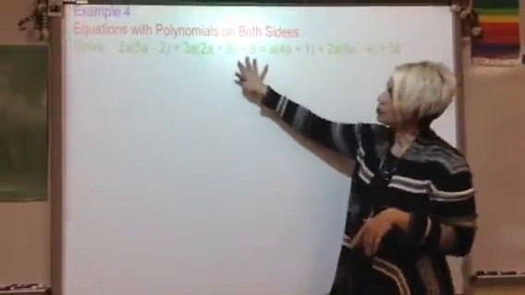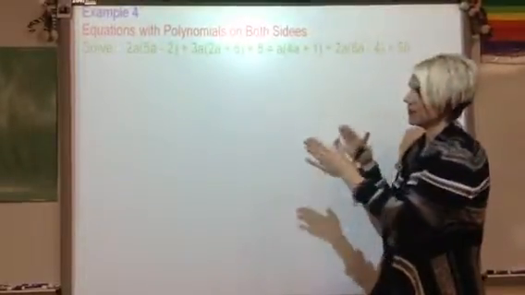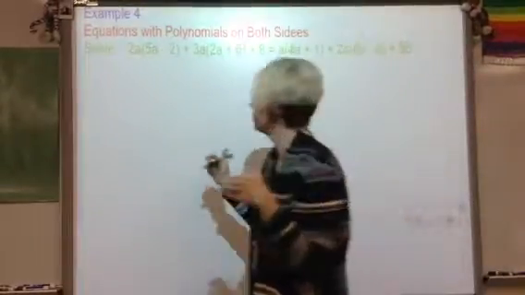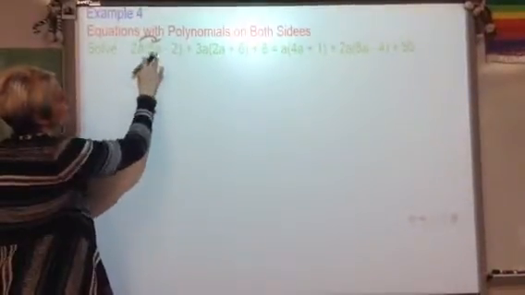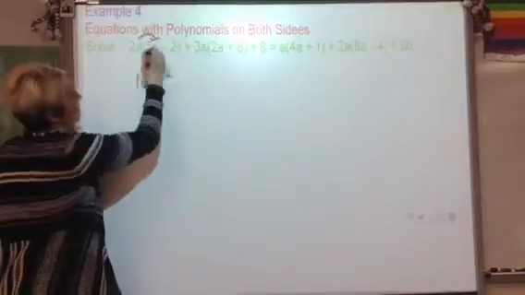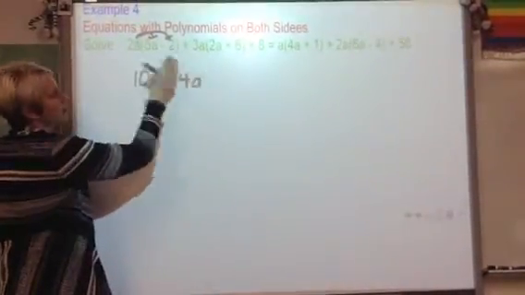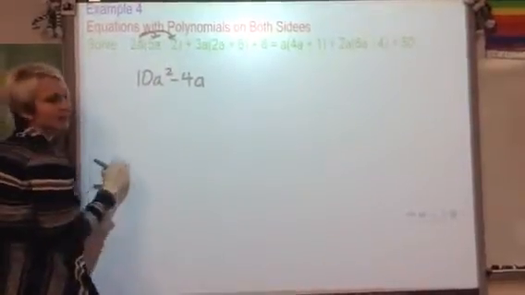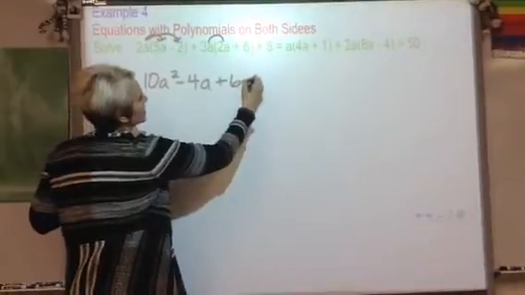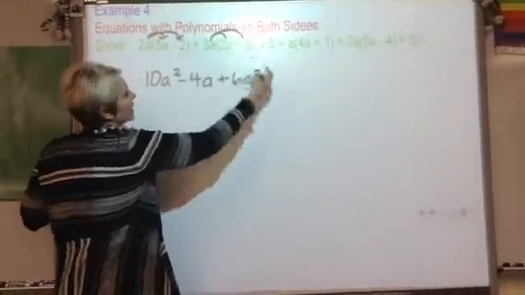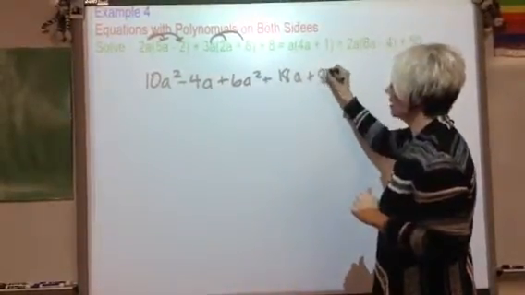The last thing that I want you to do today is solving a problem when you have some simplifying on both sides. So we're going to use the horizontal method, which is also known as distributive property. So 2a times 5a is 10a to the second. 2a times negative 2 is negative 4a. Now I'm going to stop there because that's where the parenthesis ends, and then I move on to this next term. 3a times 2a is positive 6a to the second. 3a times 6 is positive 18a. And then I have plus 8.